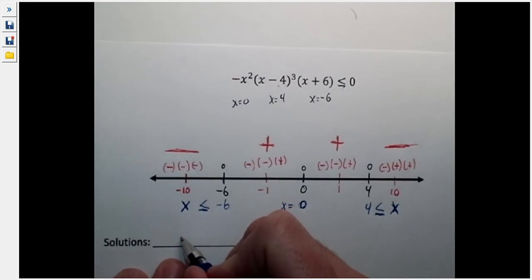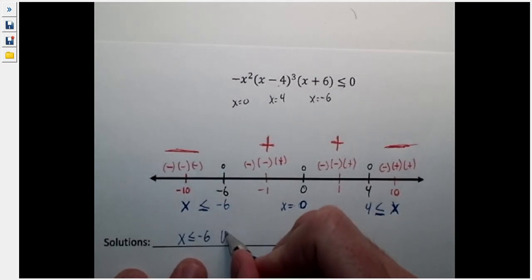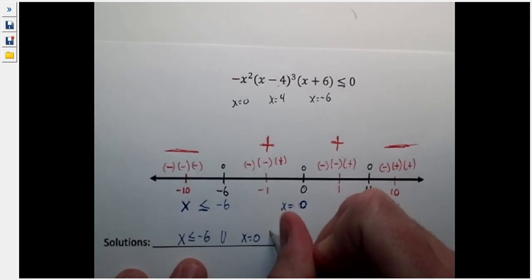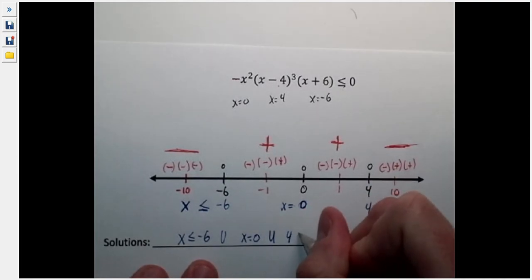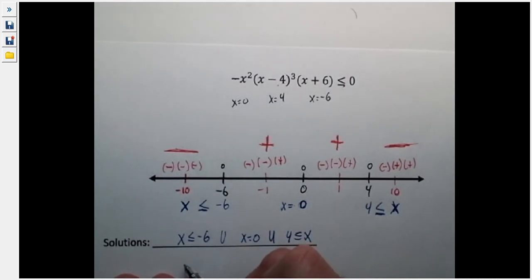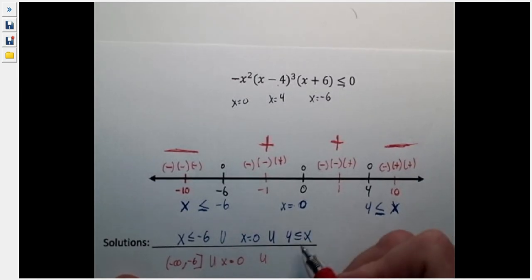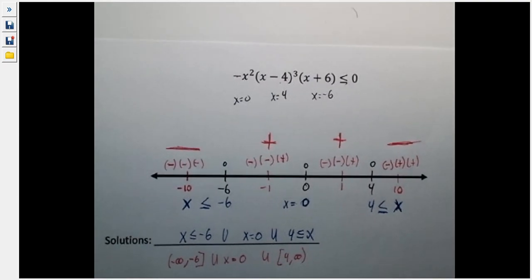So my solutions are when x is less than or equal to negative 6, union with x equals 0, union with x is greater than or equal to 4. And again, if you wanted to write this with brackets and parentheses instead of inequality, this would be from negative infinity to negative 6 with a bracket because it's equal to. This one would still be x equals 0, union, and then this one would be from 4 with bracket to infinity. And that's polynomial inequalities.